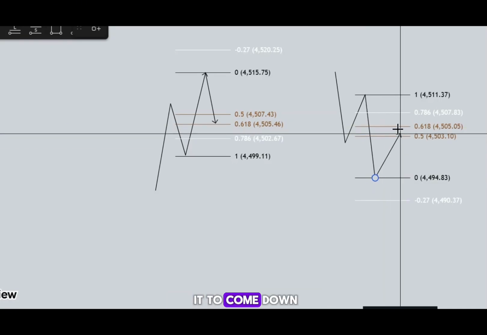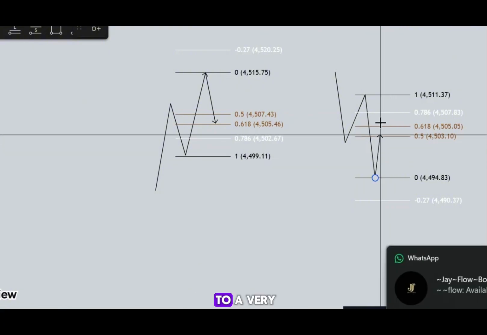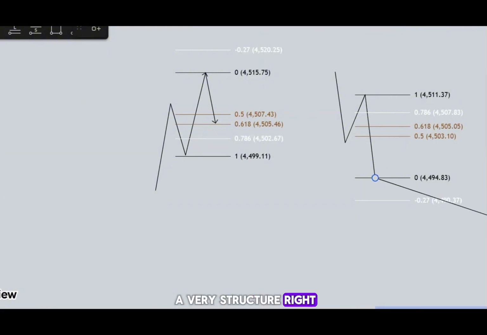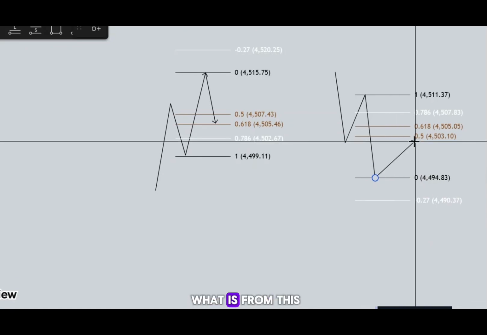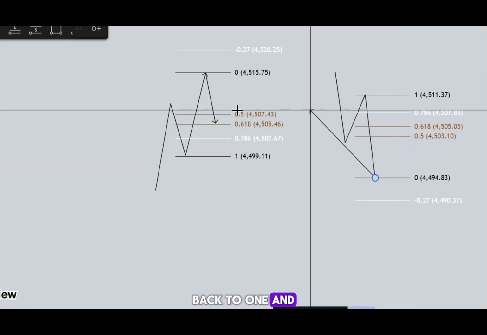We are expecting it to come down to the discount zone. We don't want to see price in the premium zone. Now when it comes to a bearish structure, the premium zone is from this 50% down to 0. The discount zone is 50% back to 1.